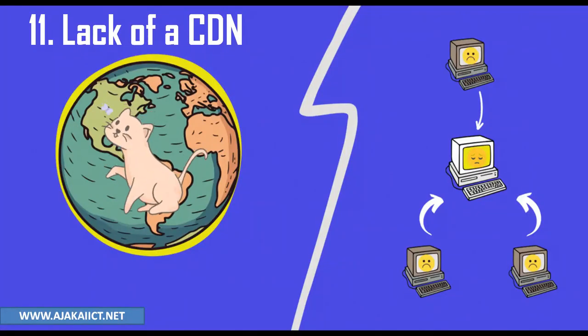11. Lack of a CDN. A CDN, or Content Distribution Network, is a distributed network of independent servers located in several geographic locations. They are used to serve web content to website visitors with increased availability, visibility, and performance.